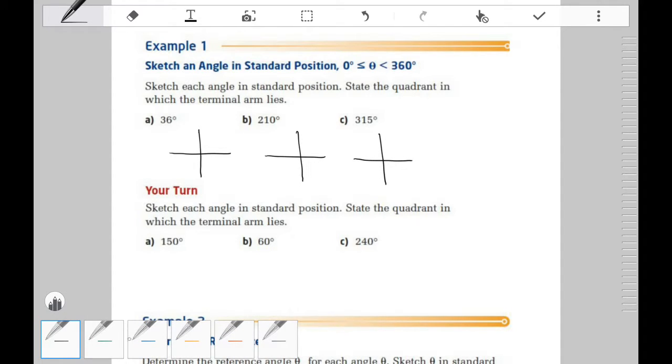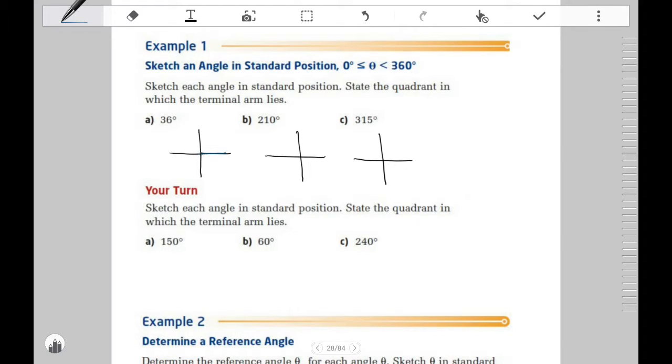36 degrees is between 0 and 90, so we'll have something like this, approximately. This is clearly in quadrant 1. 210 degrees, here's our initial arm. We're going around past 180 degrees to approximately here. This is ending in quadrant 3.